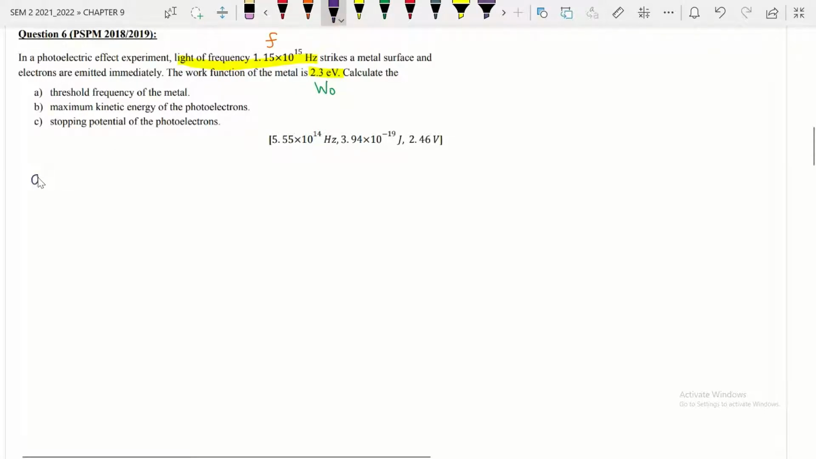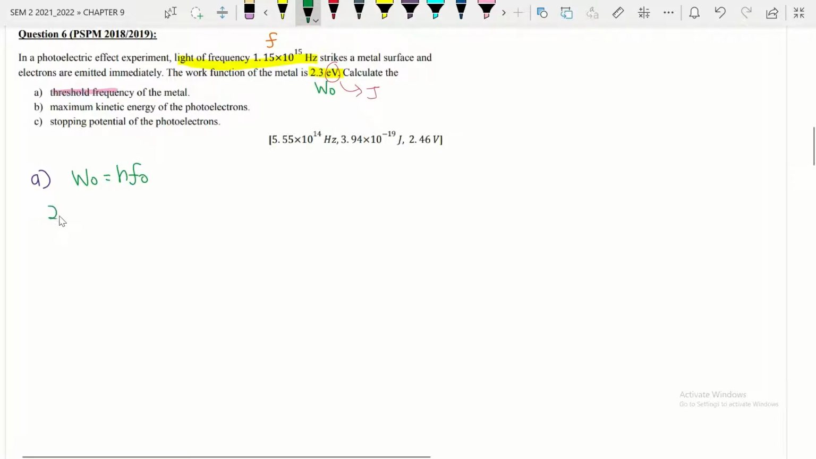Okay, so the first question asks us to look for the threshold frequency. So kita nak pakai formula apa? Bila kita nak cari threshold frequency, kita boleh pakai formula work function. So work function equals to Planck constant darab dengan threshold frequency. And remember, dia punya work function dalam electron volt, so kita kena convert dia kepada joule.